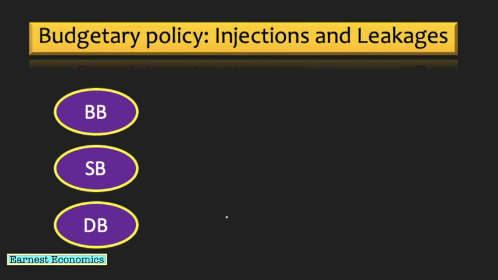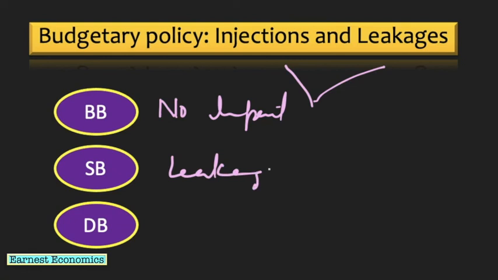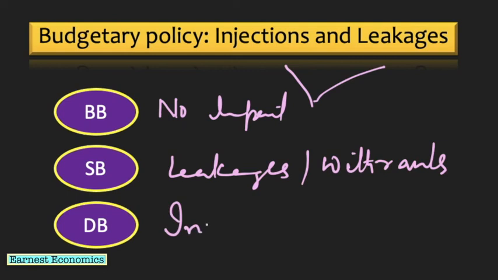So we can say the balanced budget has no impact in terms of leakages and injections. The surplus budget creates leakages, or withdrawals, and the deficit budget becomes a case of injections into an economy. Now, the surplus will reduce the volume of circular flow, the deficit will increase the volume of circular flow, and this has the potential to stimulate the economy.